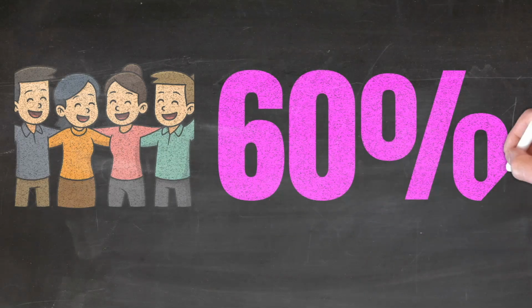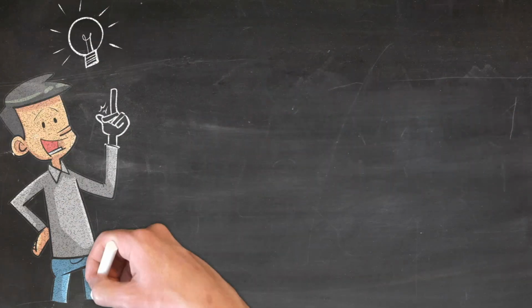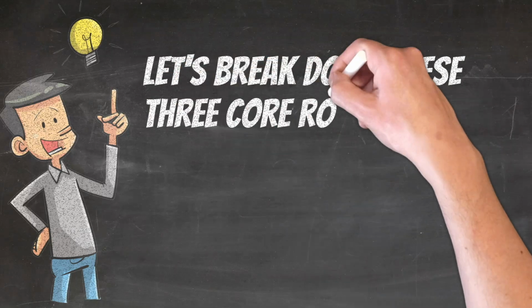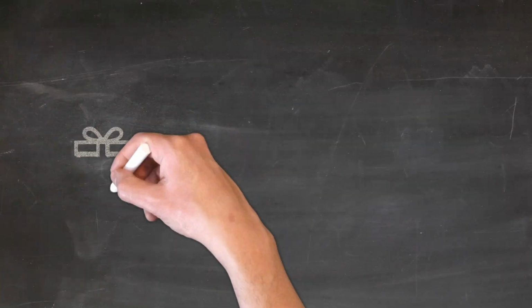Did you know that over 60% of Scrum teams have members playing the wrong roles? That's not just a random statistic. It's the number one reason projects get delayed. When team members step outside their designated responsibilities, the whole system breaks down. Let's break down these three core roles so you understand exactly who should be doing what on your team.